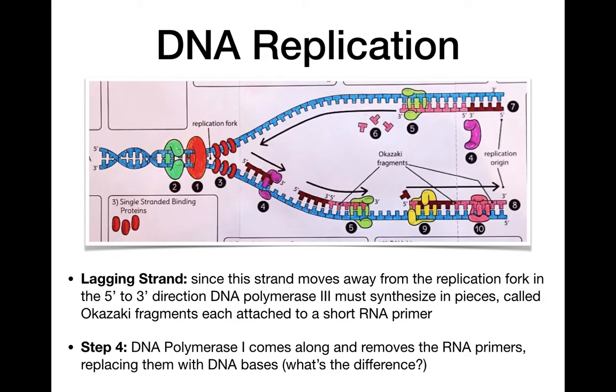So RNA and DNA, one important thing is the sugar is different. So we have a ribose sugar, hence the name ribonucleic acid in the RNA, and we have a deoxyribose sugar in the DNA, hence the name deoxyribonucleic acid. And they also have a different base. So instead of thymine in RNA, we have uracil.